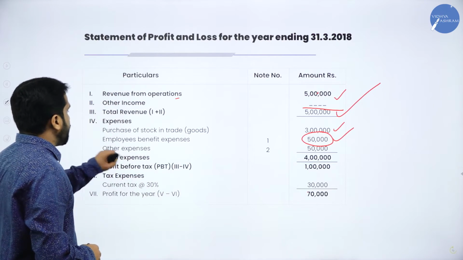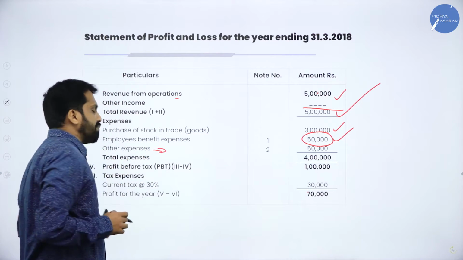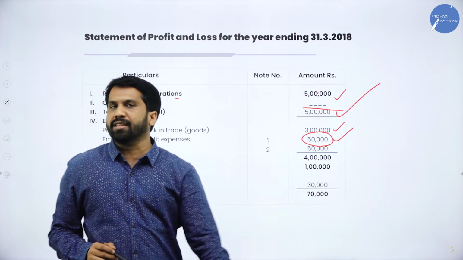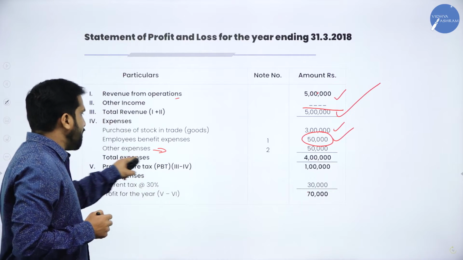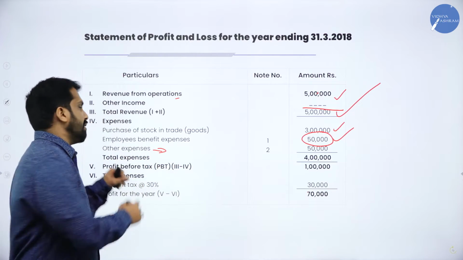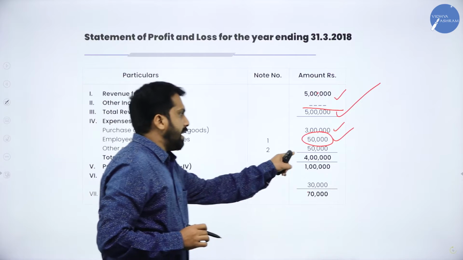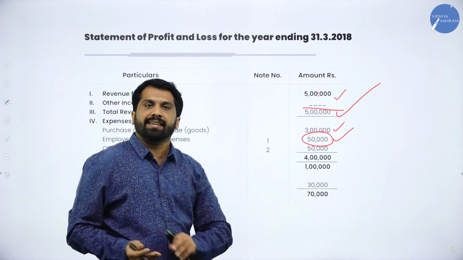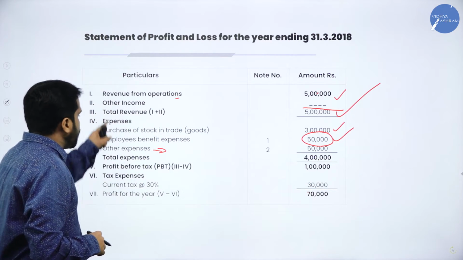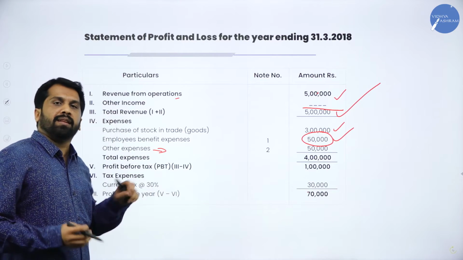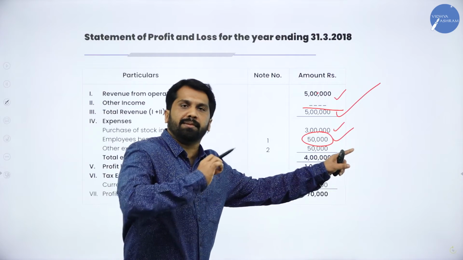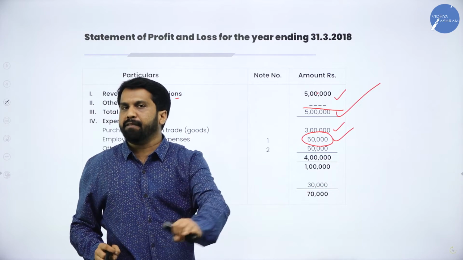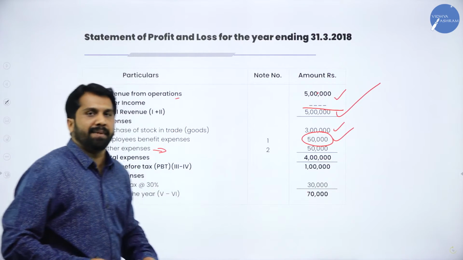Once it is done, what is the next one? Other expenses. In this question, they have not asked for finance cost. That's why we have not considered it. Better write down finance cost and leave the amount column blank. Again, depreciation is not given in this problem. Better write down depreciation, amount column blank, so that in every problem you can follow this method.